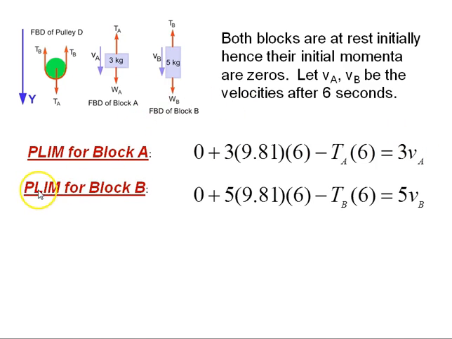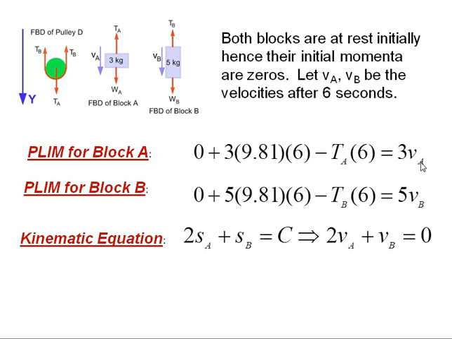Now we write the principle of linear impulse momentum for block B. Again, initial momentum is 0 because initially block B is also at rest. Then there are two forces which contribute impulse in this case also. One is the constant weight, 5 multiplied by g, that is 9.81, into (T2 minus T1), which is 6. And then the impulse contributed by TB is negative because TB is going up and our positive direction is down, is equal to the final momentum. VB is the final velocity.